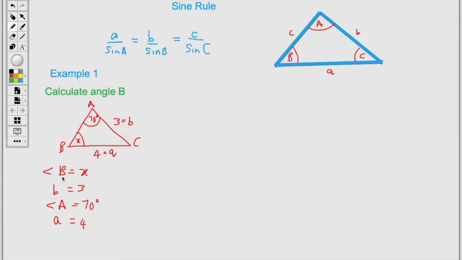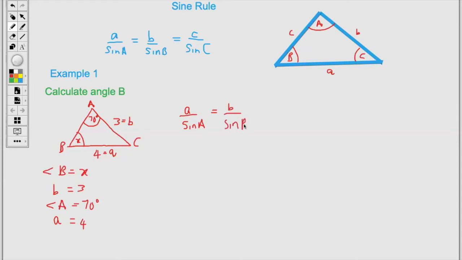Now from this information we have angle A, angle B, side a and side b. So we'll be using the first two parts of the formula, which is a over sine A is equal to b over sine B. So let me just write this. We're not going to use all three parts of this sine rule formula. We're just going to use a pair. Since we only have a and b information, we're just going to use the first two.